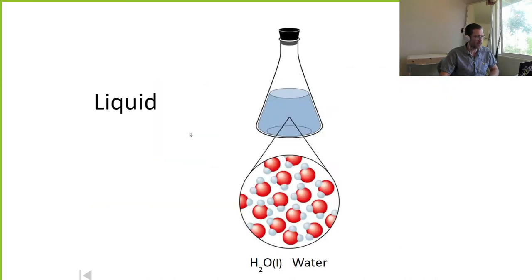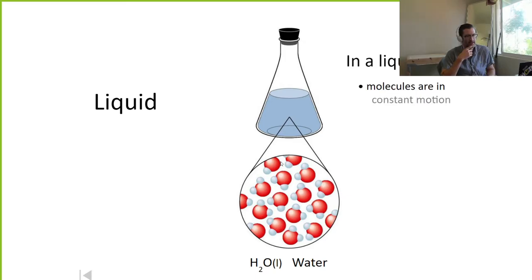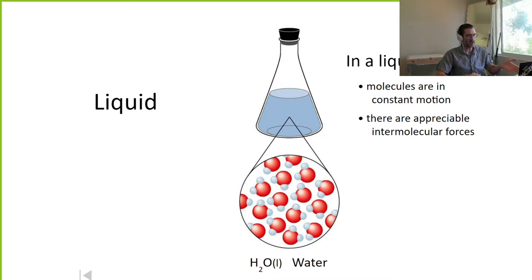Liquids. How do you get a liquid? If ice heats up, it turns into water, right? Liquid water. And so what happens with a liquid is that the molecules are moving around faster. Molecules are in constant motion. Now there's still an appreciable intermolecular force between the molecules in that liquid.